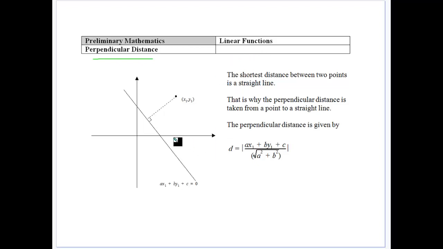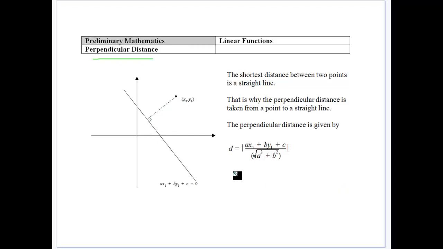So what is a perpendicular distance? Well, the idea is that if we've got a point and a line, the shortest distance to that point is the perpendicular line. That's why we look to get the perpendicular distance, because from that point to the line, the shortest path is a perpendicular from the line to the point.